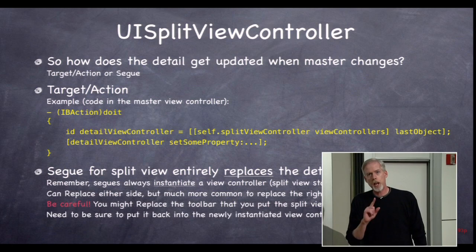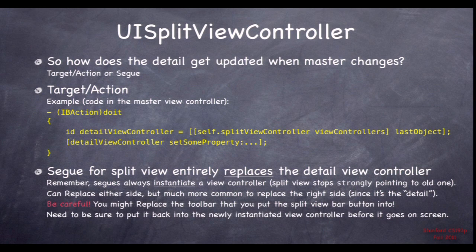But you can also segue. Okay, so this is a little more complicated. So here, there's only one kind of segue that works in a split view controller. It's called a replace segue. Replace. And that's because it replaces either the detail or the master. Very unusual to replace the master with a segue. You could imagine in rare circumstance, but let's focus on thinking about replacing the detail.